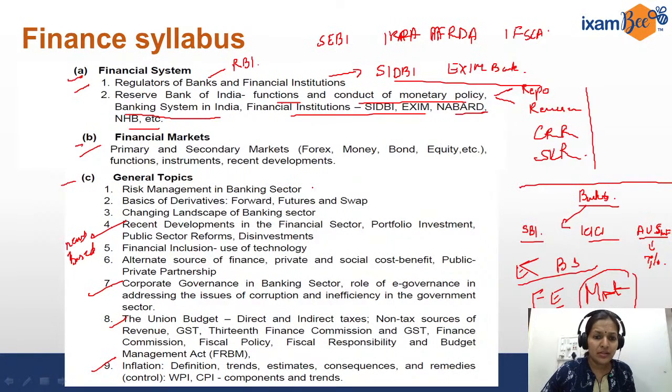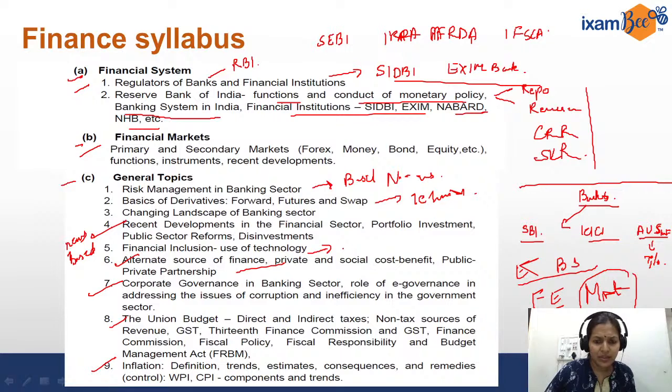Risk management also includes the Basel norms. This is something a little technical that you will have to read and understand. Yes, there are some terms in alternate sources of finance, like what is factoring, what is forfeiting, that you will have to understand and learn about. Apart from that, these are the generic topics.